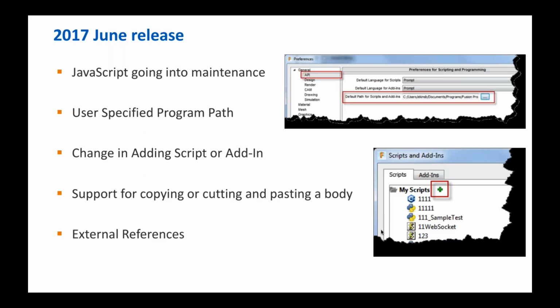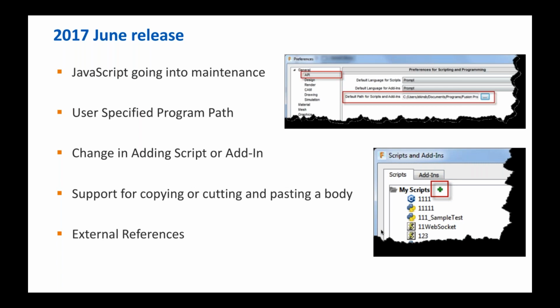And in the June release, we've been tracking the usage of the various APIs, and we've seen that JavaScript wasn't used as much as the other two. So therefore, we decided, to be a bit better with the resources, that the JavaScript part would be going into maintenance. What it really meant is that the documentation would be removed from our website, but your existing code will still run inside Fusion. If you already have a JavaScript add-in or script, that will still run inside Fusion.